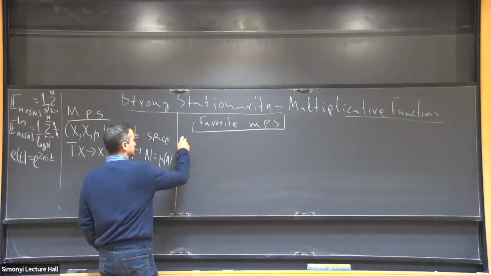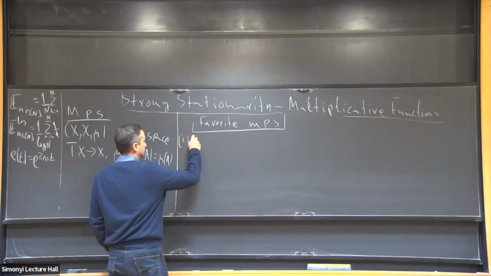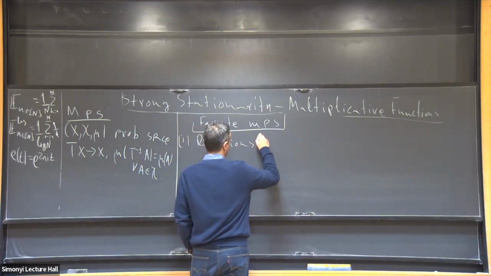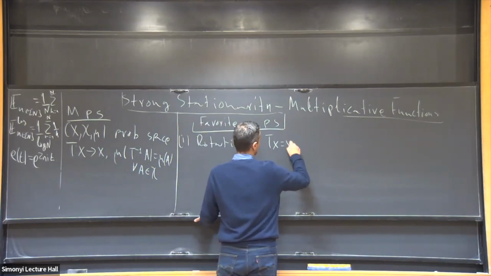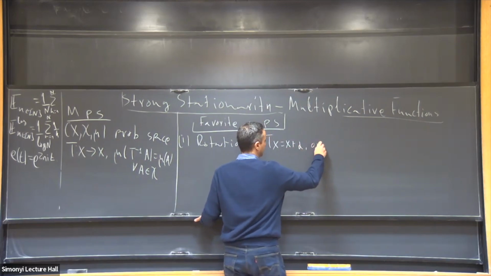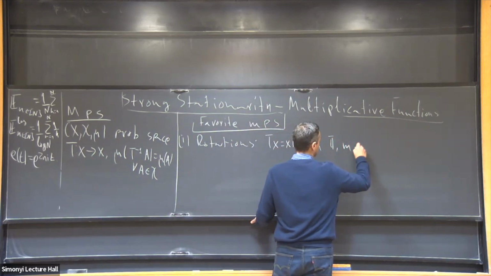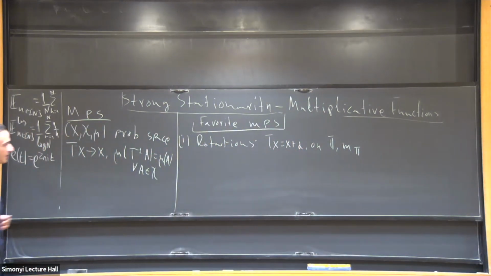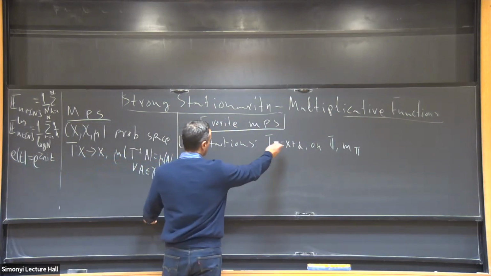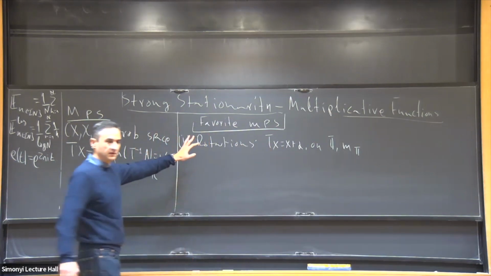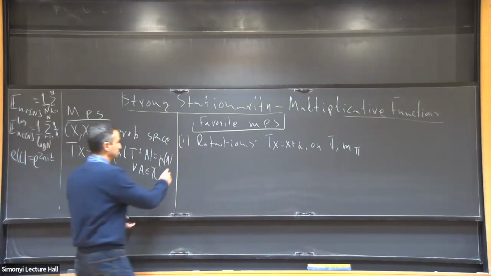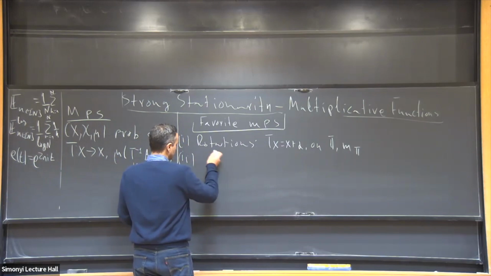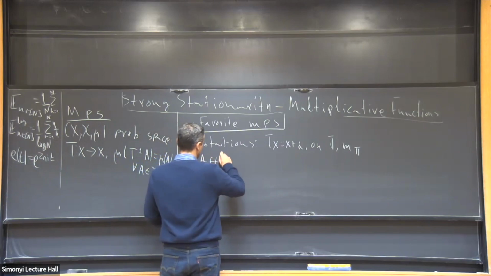The first system to look at is rotations. So Tx is equal to x plus alpha, let's say on the torus T with Lebesgue measure. This system will actually feature frequently. They are simple enough. Or you could take finite cyclic groups or more general groups. The other class that will feature is skew products or affine transformations.